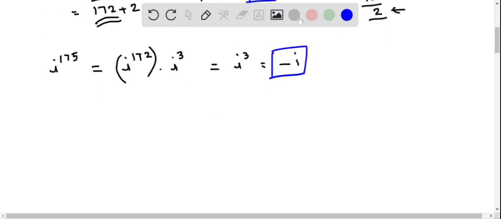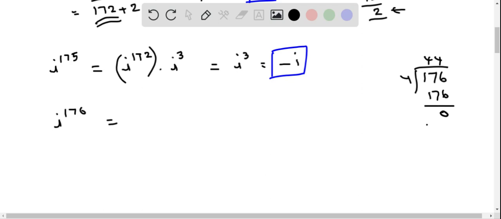Then the third term is i raised to the power of 176. In fact, this is divisible by 4. When you divide by 4, we get 44, with remainder 0. So we can write this simply as i raised to the power of 176. This is a multiple of 4, that is, 176 is a multiple of 4. Therefore, i raised to the power of a multiple of 4 is equivalent to 1.